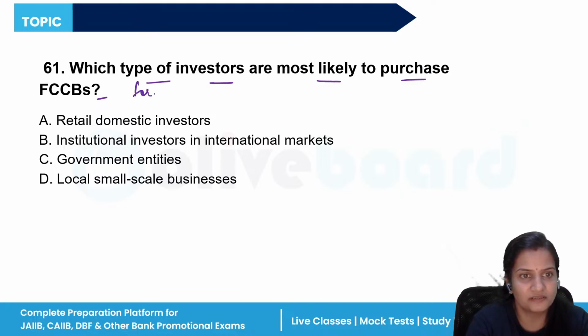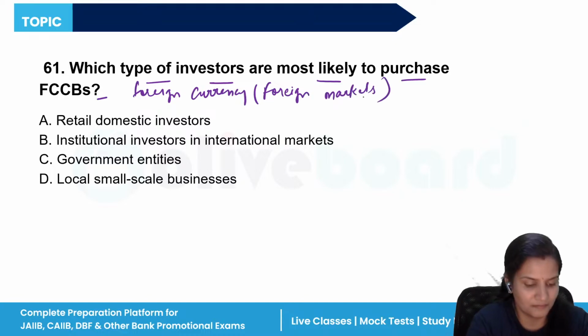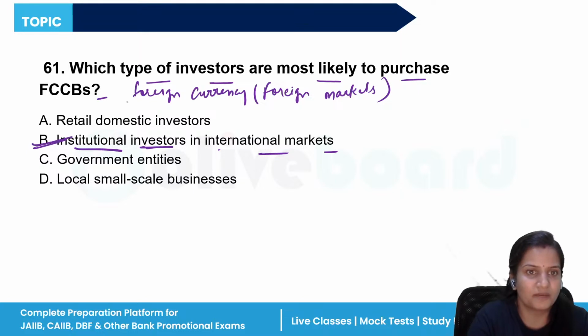Basically, this is for foreign currency. It should be where? It should be in the foreign markets. So it is institutional investors in international markets or in foreign markets. Which type of investor will be most likely to purchase these foreign currency convertible bonds? Those institutional investors who are issuing in the international markets. Okay.